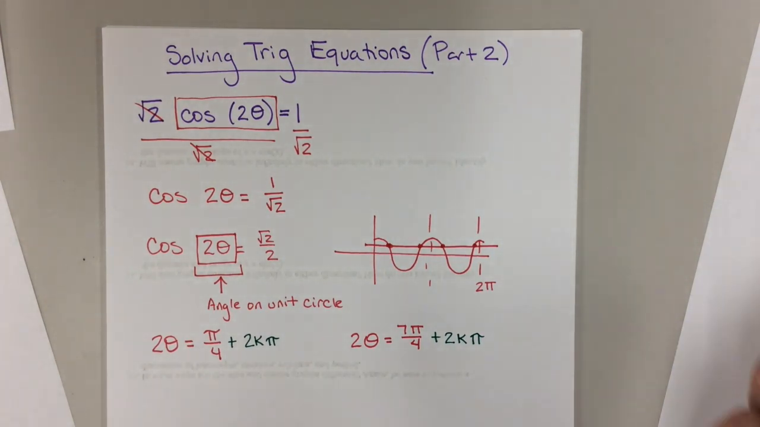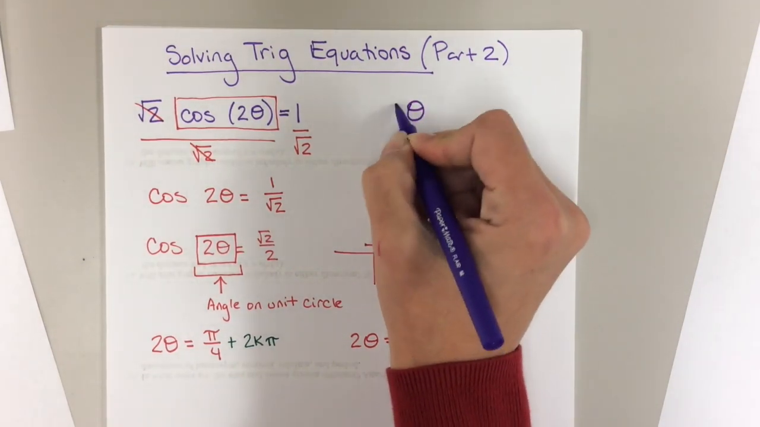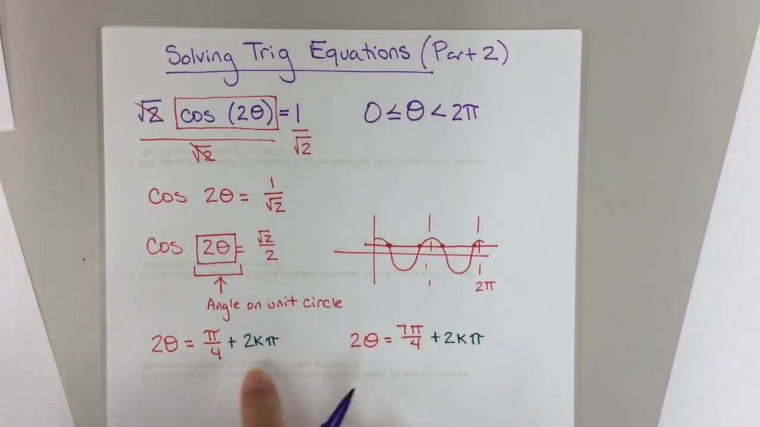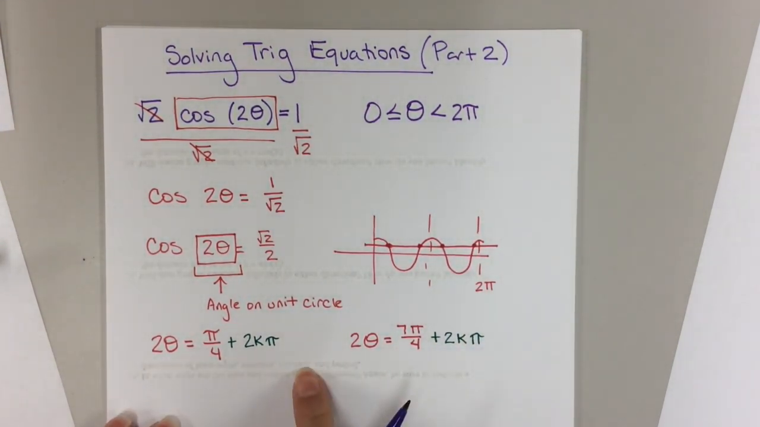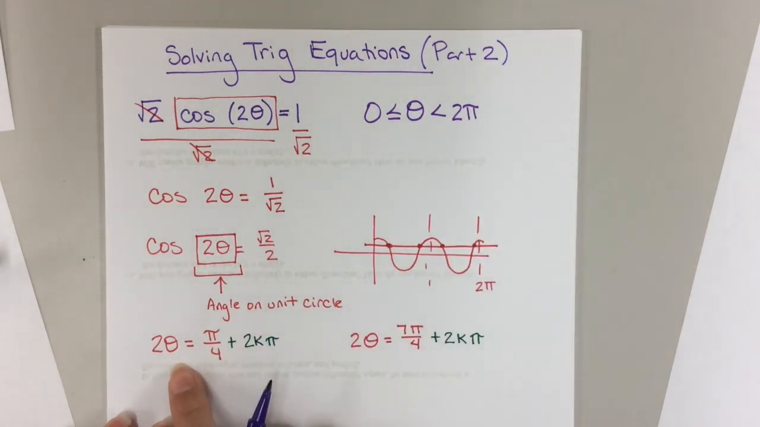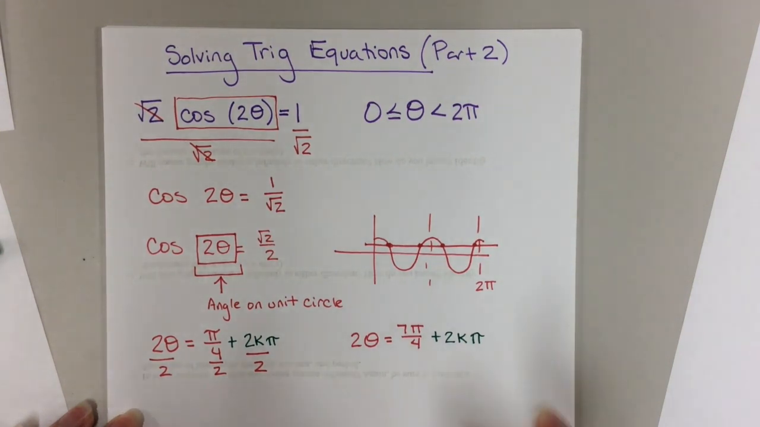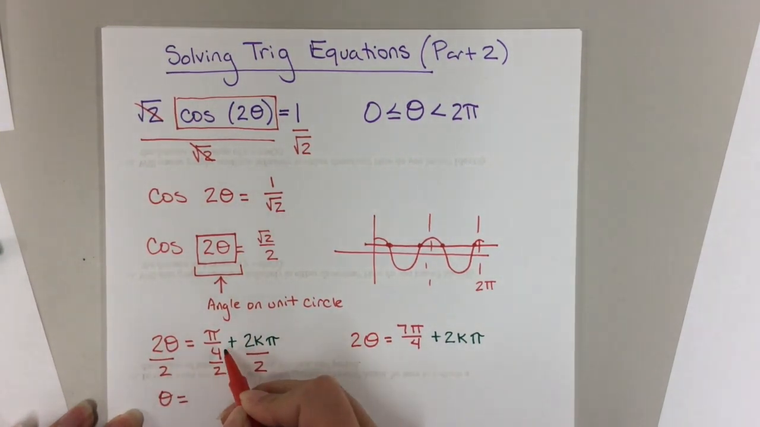The original question asks us to find all our solutions between, so we want to look for thetas between 0 and 2 pi. So down here, we are going to use this formula to help us find those, but we don't want 2 theta. We want to isolate that and get it just down to theta. So we're going to divide everything by 2. So we end up with theta equals, dividing by 2 is the same thing as multiplying by its reciprocal, so multiplying by 1/2. So this is pi over 8 plus k pi.